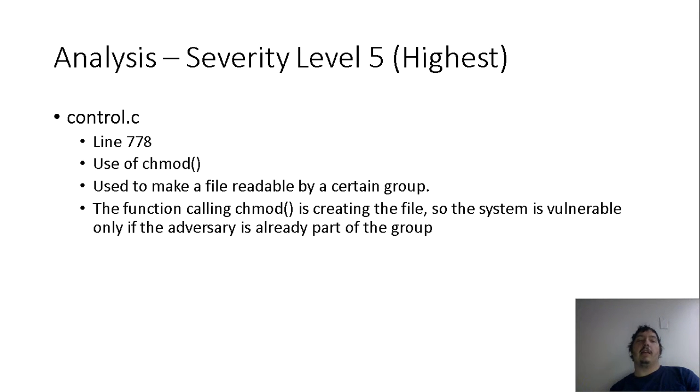In control.c, again, we're going back to chmod. And it's used to make a file readable by a particular group. But in this case, the function calling chmod is also the function creating the file. So really, this is only a vulnerability if the adversaries are already in the group. And this could be the case, as I mentioned before, the man in the middle. This could be one of the cases where man in the middle could occur, code-wise.